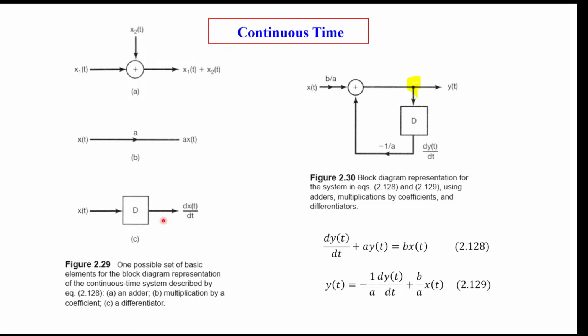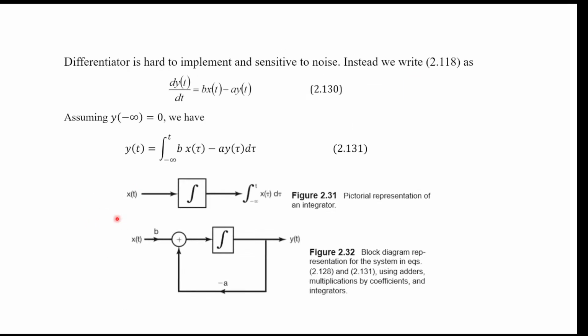Whereas for the differentiator, you need a very tiny sampling of your signal. You are basically taking the slope of your input, and it's very sensitive to the time step you take. But anyway, here we can take it that the differentiator is hard to implement for now. And so instead we write this in an integral form.